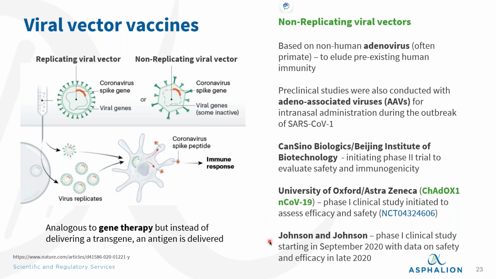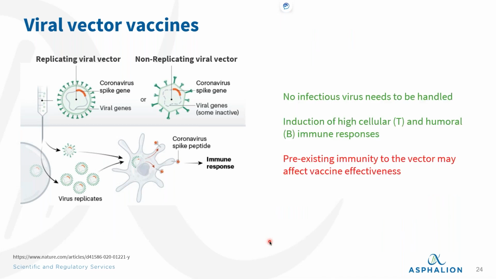Another major project is with Johnson & Johnson, who have a phase 1 clinical study, which they plan to start in September 2020 and hope to have data on safety and efficacy at the end of this year. So these types of vaccines have a couple of advantages that should be emphasized. No infectious virus needs to be handled, and they also produce an induction of high cellular and humoral responses. And as I mentioned, pre-existing immunity to the vector may affect the vaccine effectiveness.